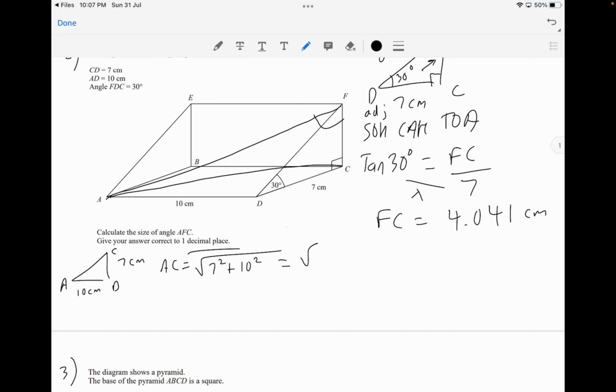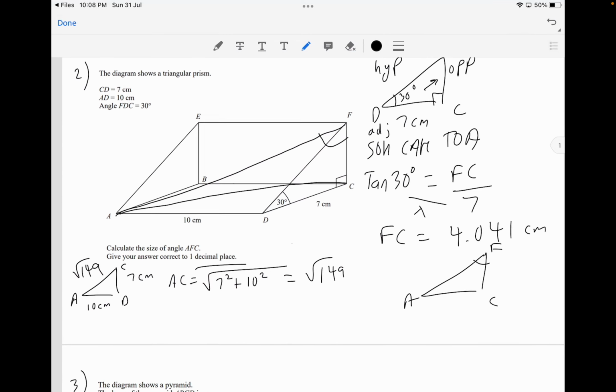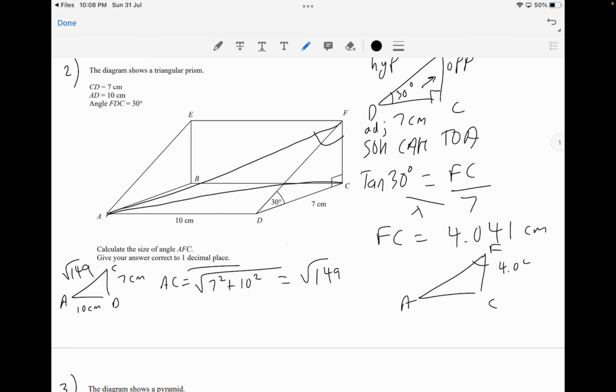We're going to leave it as a surd form. So you have square root 149. Now, if I draw another triangle again, this is going to be AF, and in this case, it's going to be C. We know that FC is equivalent to 4.041 centimeters. We know that AC is the square root of 149.